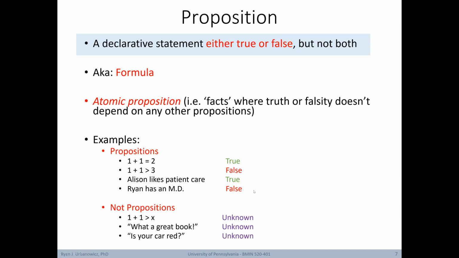So what are some incorrect examples of propositions? Well, for one, the formula 1 plus 1 is greater than x. We can't determine its truth, so this is not a proposition. The statement, what a great book, is really an opinion and doesn't have a truth value. Similarly, the statement, is your car red, is a question and again doesn't have a truth value.